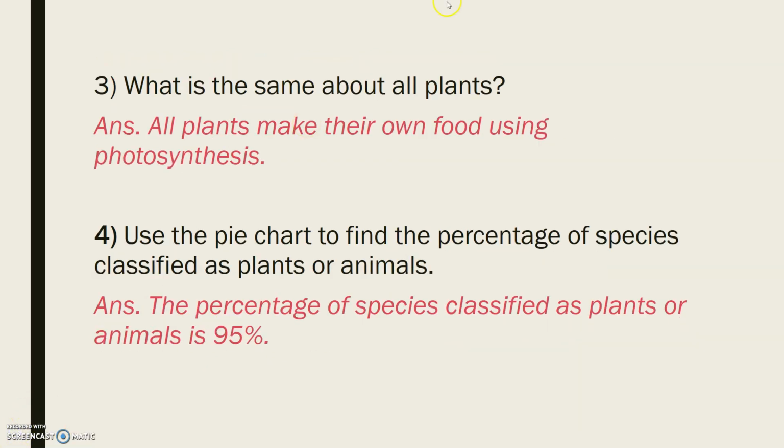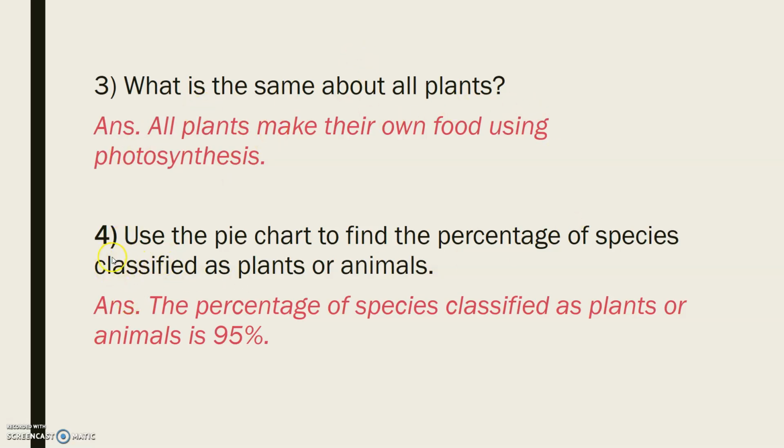Third question: what is the same about all plants? What is the same? All plants, you know that. The process of photosynthesis is the same, right? Answer: all plants make their own food using photosynthesis. So photosynthesis is the process by which plants make their own food. So this is the same for all plants.